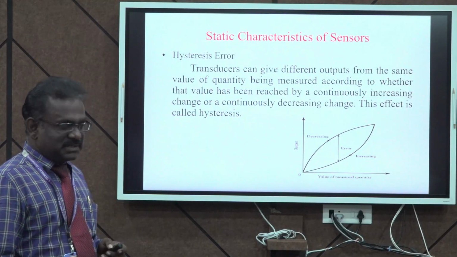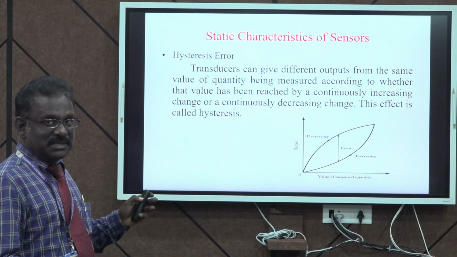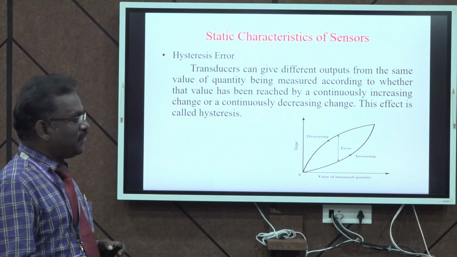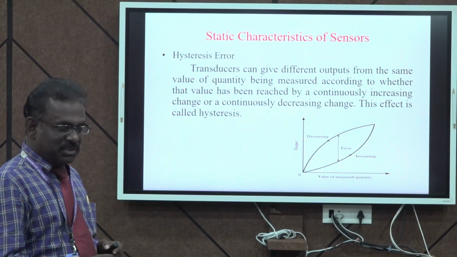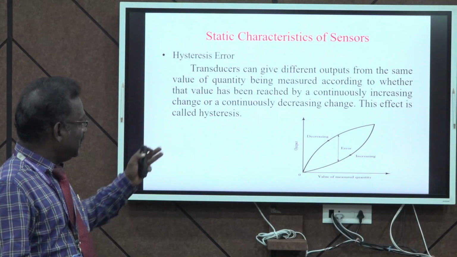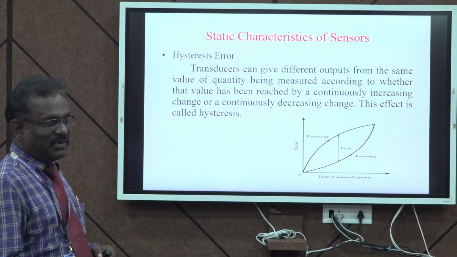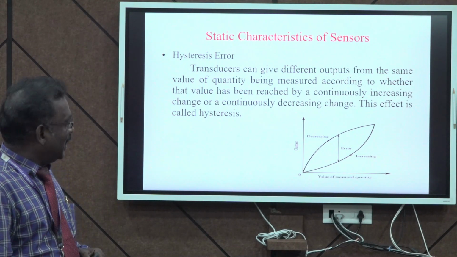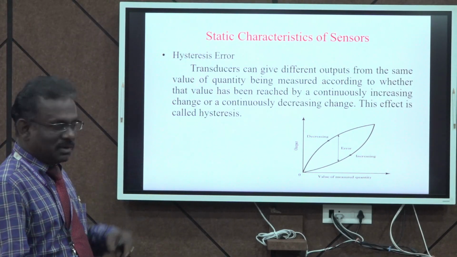The next characteristic of a sensor is hysteresis error. The transducers can give different outputs for the same value of quantity being measured, according to whether that value has been reached by a continuously increasing change or a continuously decreasing change. This effect is called hysteresis error, and the hysteresis error is the maximum difference between these two curves.